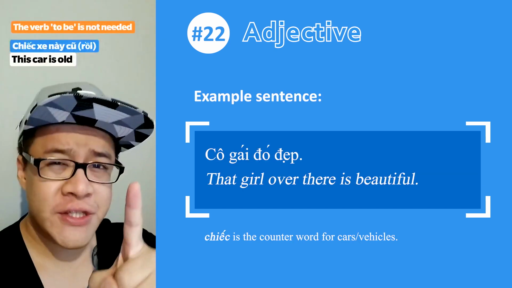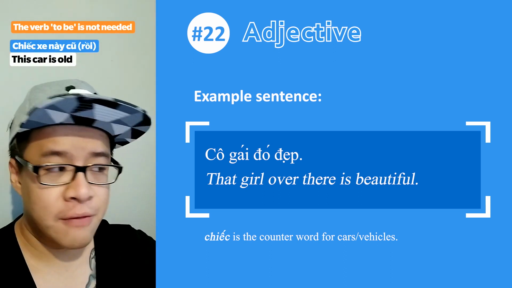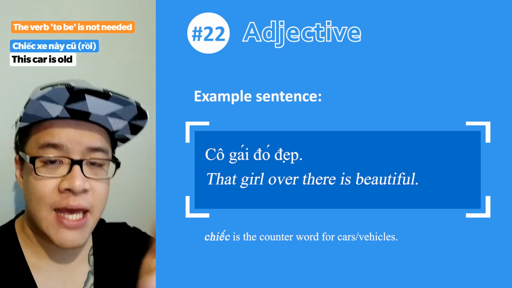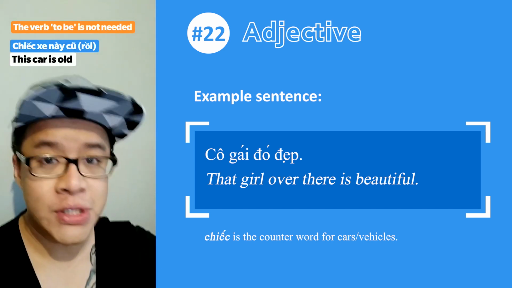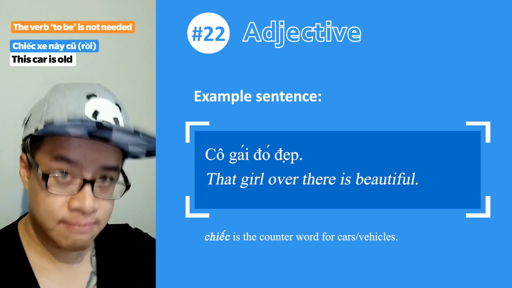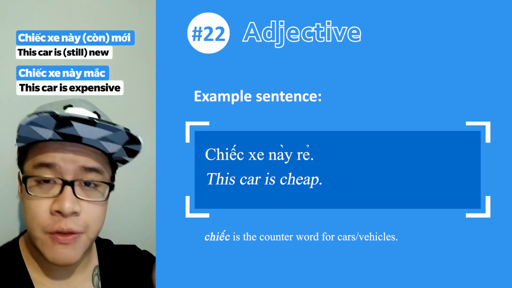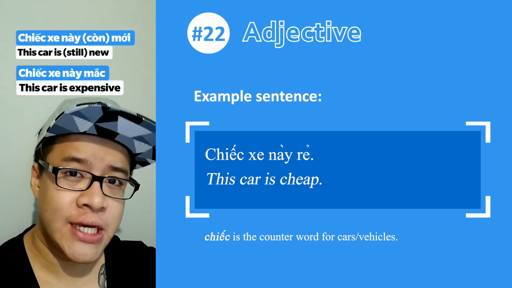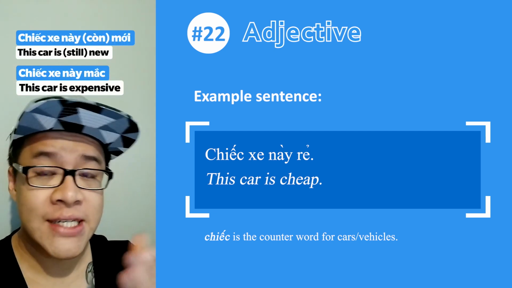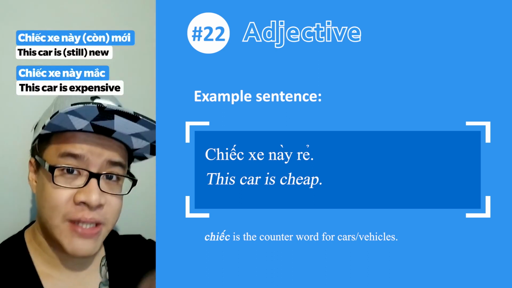Let's go. First thing, you don't need the verb to be, so you don't need là. If you want to say, for instance, this car is old. Chiếc xe này cũ. So cũ means old, but you can remember it as to be old. Other adjectives, for example, chiếc xe này mới. This car is new. Or you could say chiếc xe này còn mới. This car is still new. Or chiếc xe này mắc. This car is expensive. Mắc, expensive.